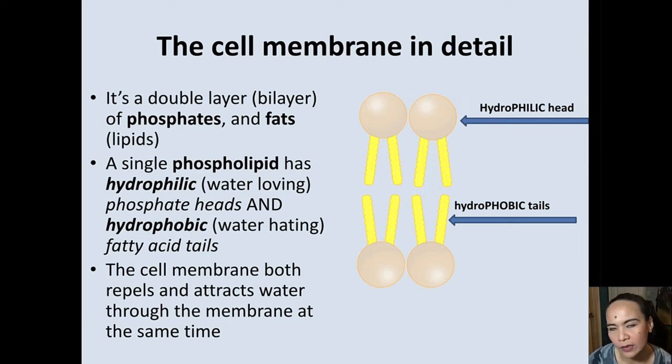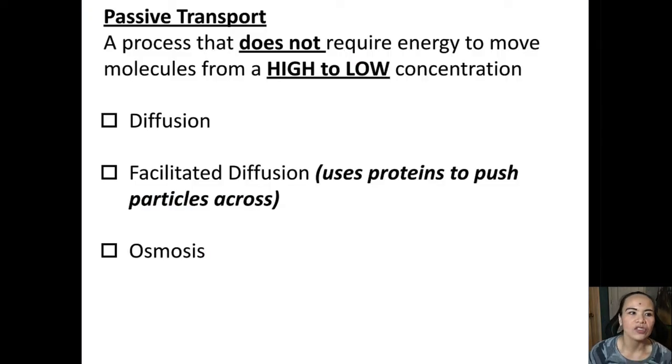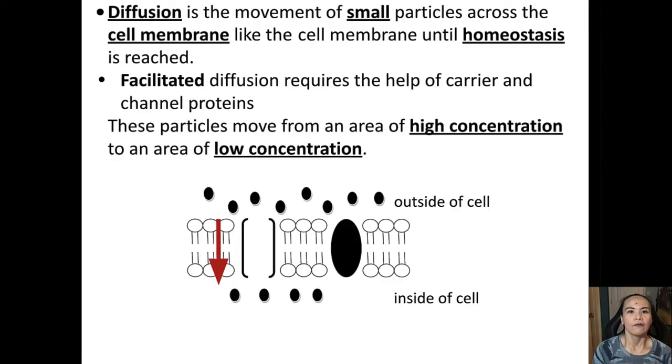Now, let's take a look at the different cell transport, and we'll start first with passive transport. Now, passive transport is a process that does not require energy to move the molecules from high to low concentration, and we have three: diffusion, facilitated diffusion, which uses a protein to push particles across, and osmosis. So let's take a look at diffusion first. Now, diffusion is a movement of small particles across the cell membrane until we reach homeostasis.